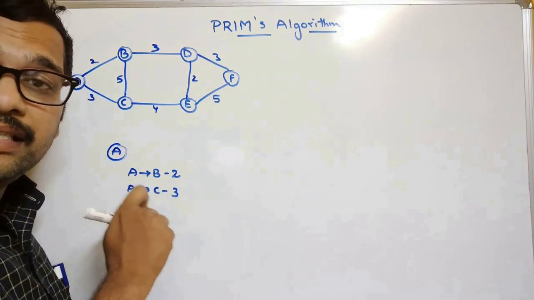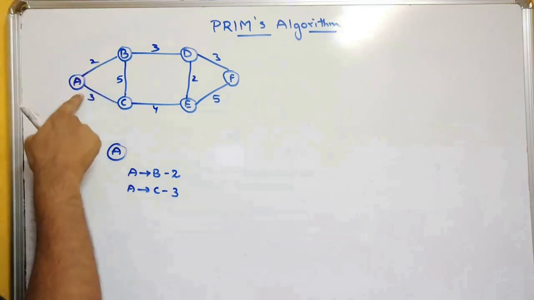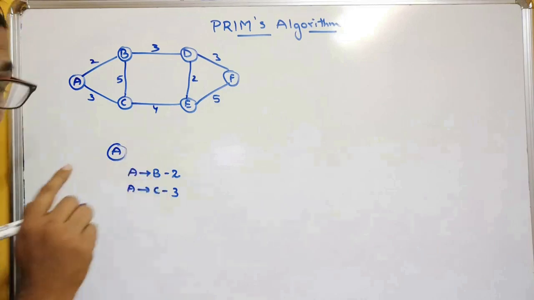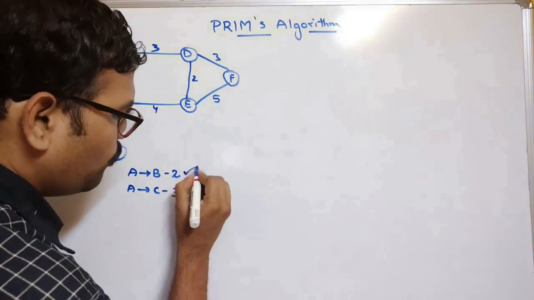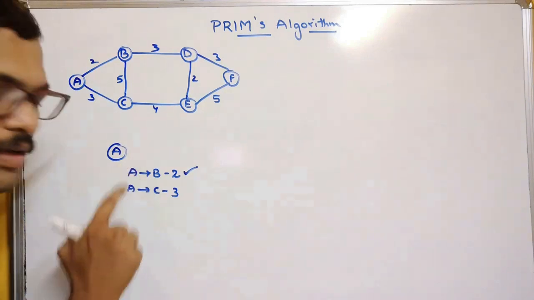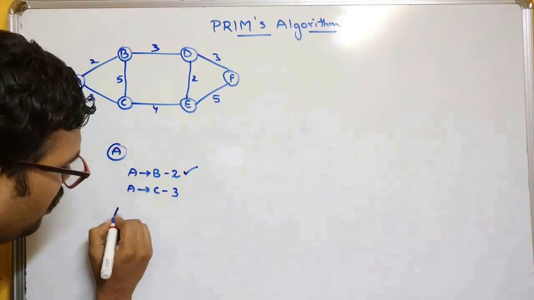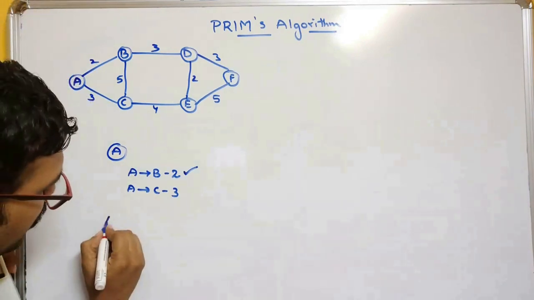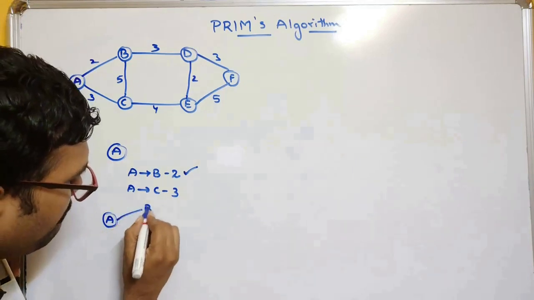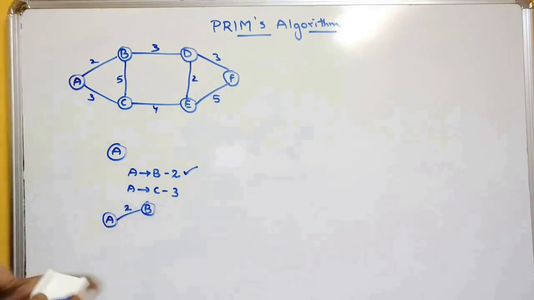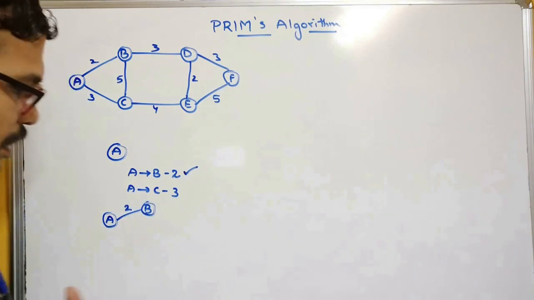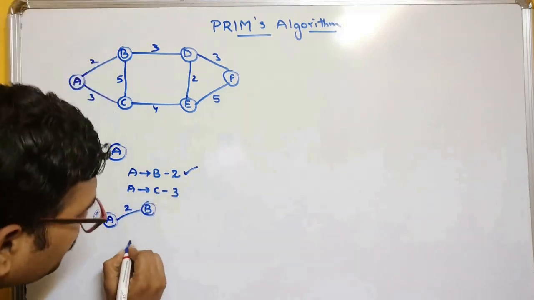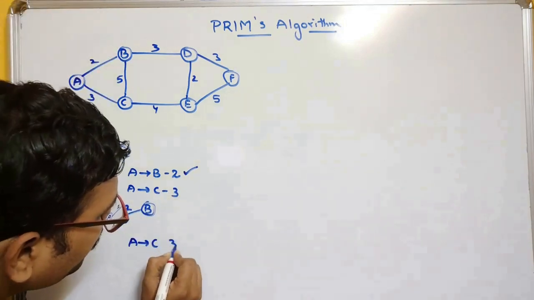So we need to select the least weighted edge because A is having two edges. One is from A to B, one is A to C. So consider the least weight. So this is the least among these two. So we need to add this B to the spanning tree. Now the spanning tree will be A followed by B, with a cost 2. So this is the tree. Now what is the new vertex here? B. So what is the remaining vertex? Consider this one, A to C with 3.